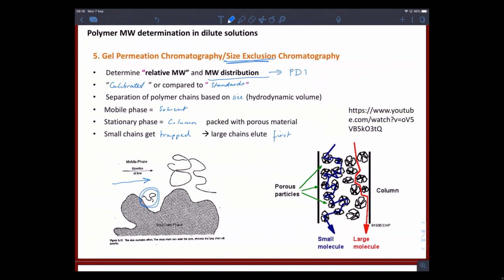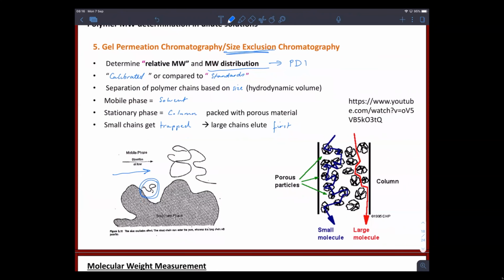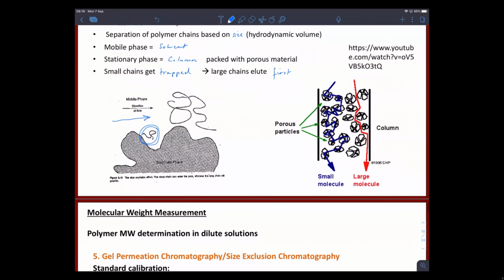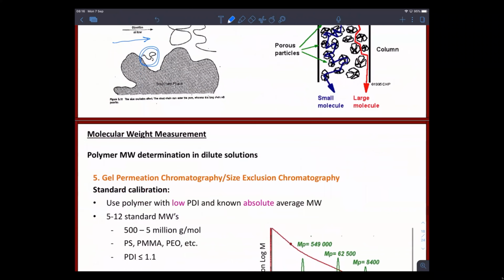I've actually put a YouTube video on there. It makes it a bit difficult to set up in here for me to show it in class because I have to change all the audio settings around, but have a look at that because it shows you how these columns are constructed. So the main thing is we're getting the large molecules off first and we're getting the small molecules off last because they get trapped within the pores of the porous material.